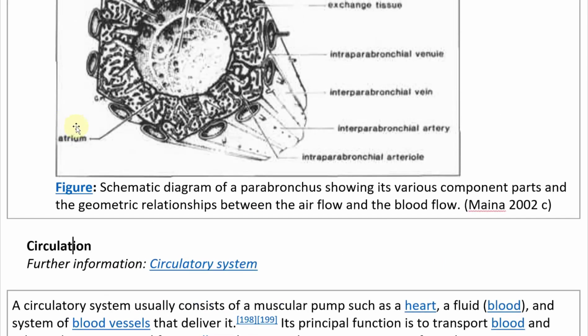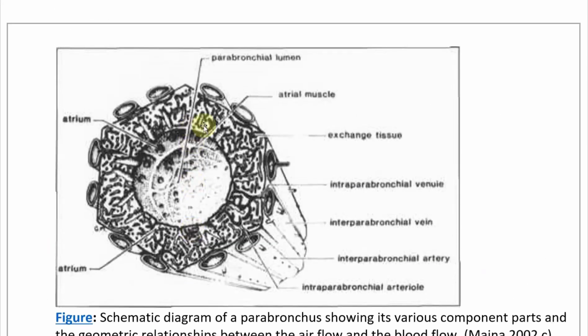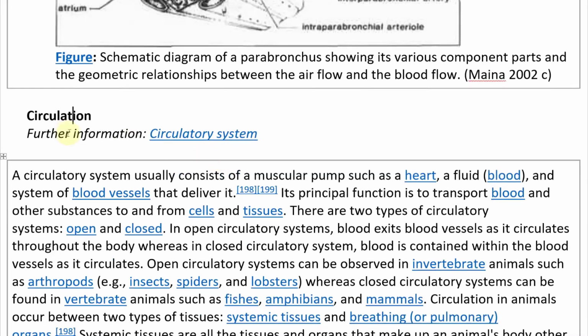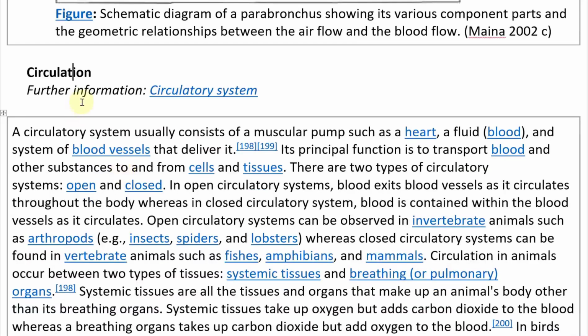Look at circulation. We have gone through some parts of circulation throughout this video, and in the last section we went through breathing and so on. Now let's take a look at circulation in a bit more detail. Further information is, as always, in the circulatory system Wikipedia article.